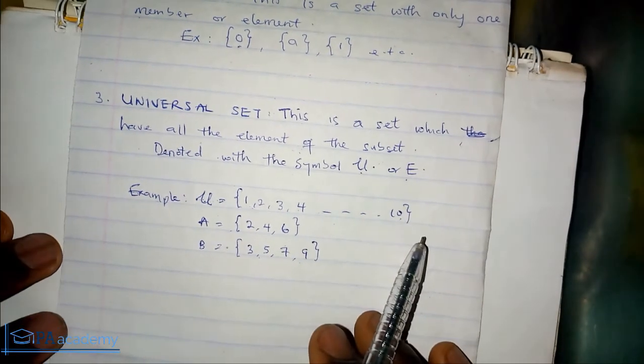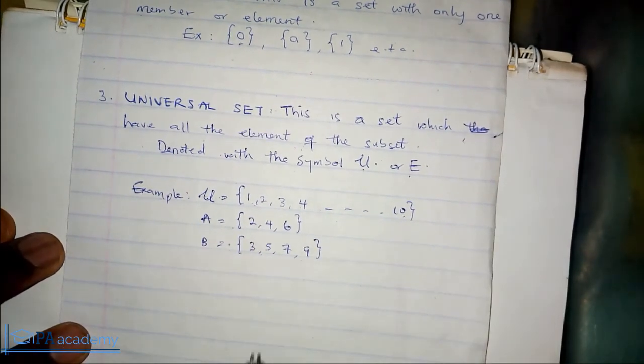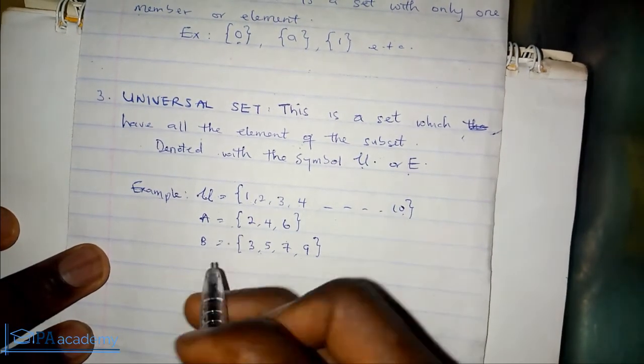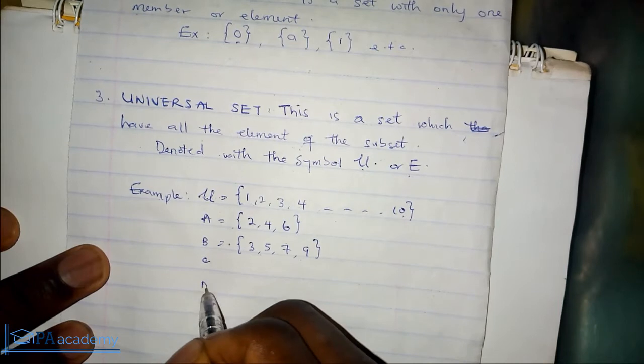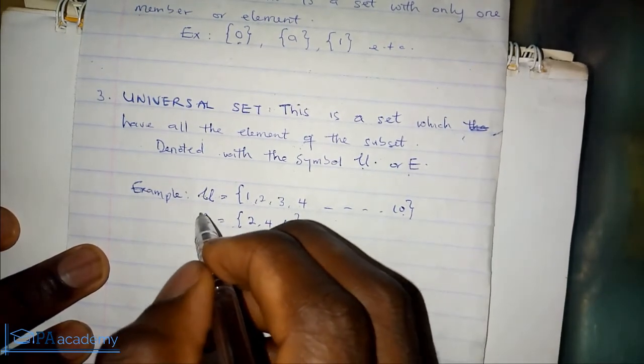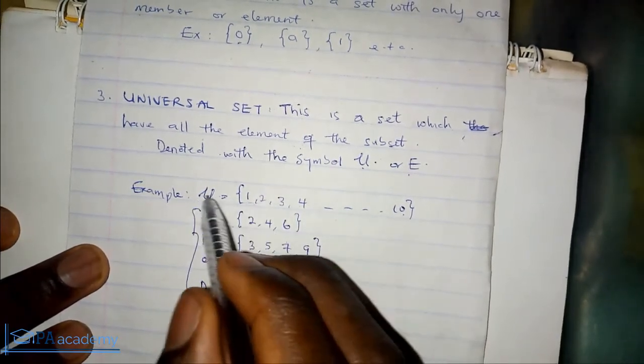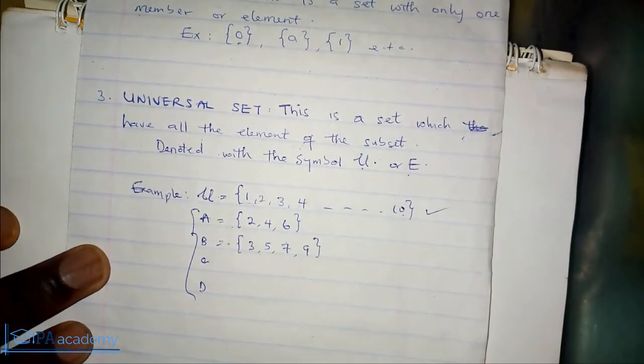I believe this is clear enough like this. So if you have all the elements in the subsets, and even the subsets might be more than 2, we can have another set C, another set D. As long as all the elements in these 4 subsets are present in the universal set, then you can call this a universal set.